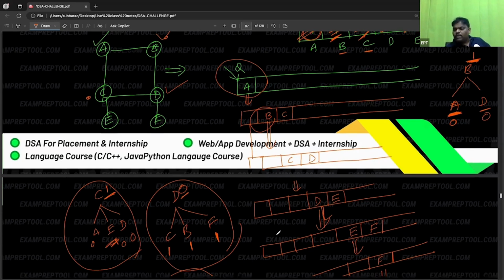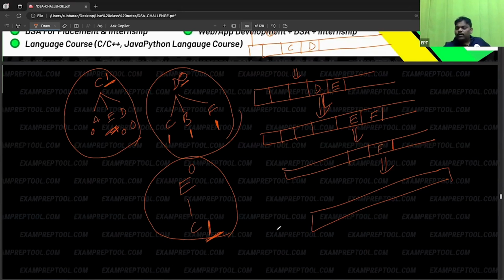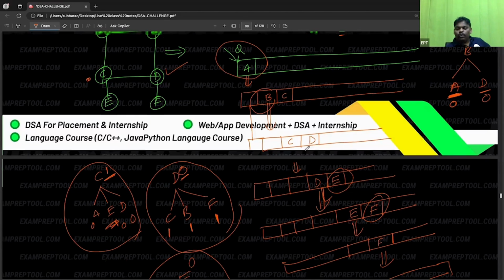So no need to take the same person again and again. In graph traversal, BFT or DFT, if the same person comes again and again, they don't take. Only new persons they will take. So inside this queue, every person will come once only. Please check: E came once only, F came once only. Every vertex will come only once.